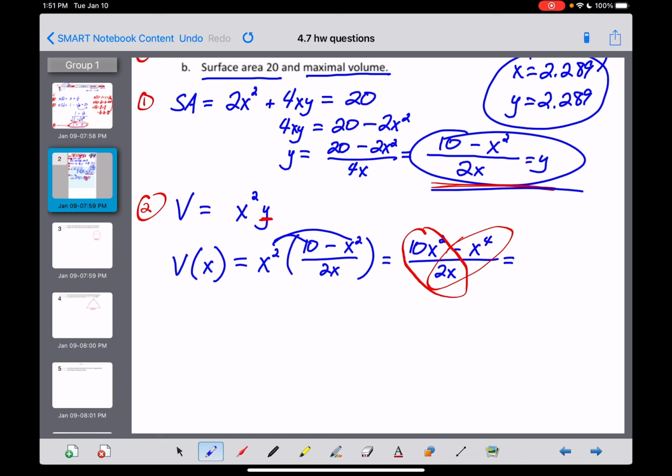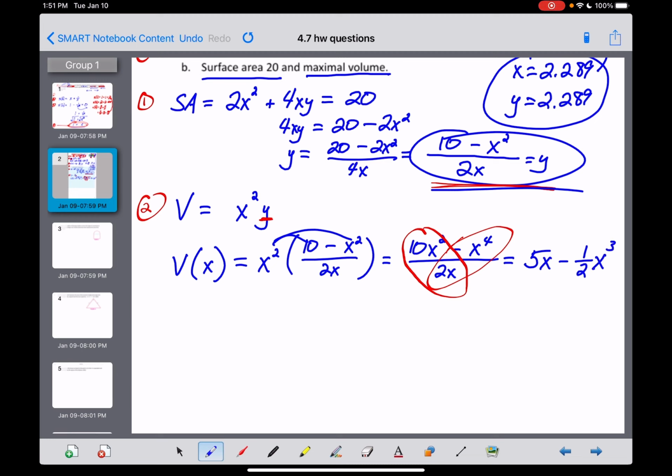The 10x squared divided by 2x is going to leave us with a 5x for the first term there, and then a minus. 1 divided by 2 is just going to be a 1/2. X to the fourth divided by x is going to be an x cubed.